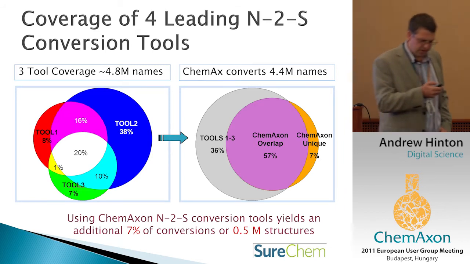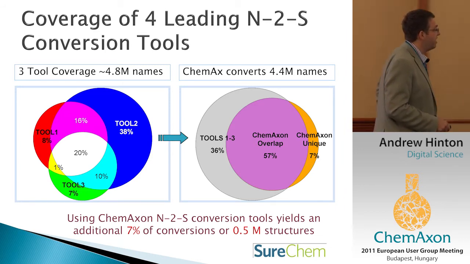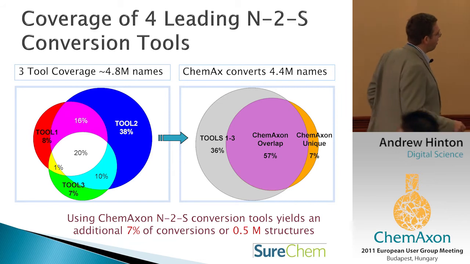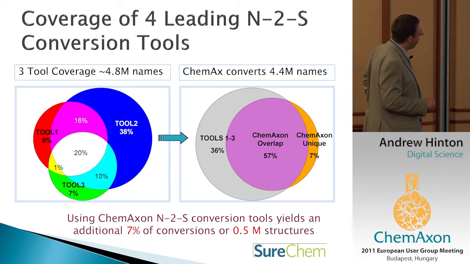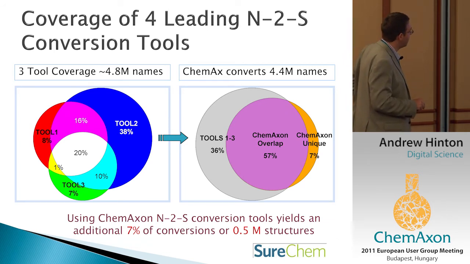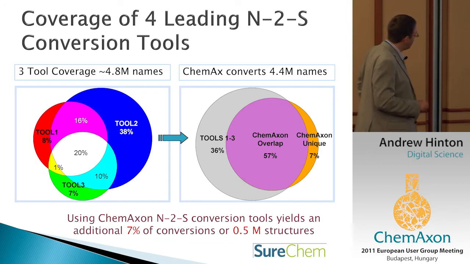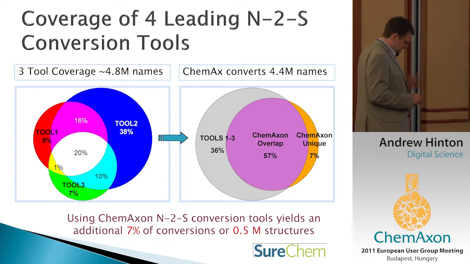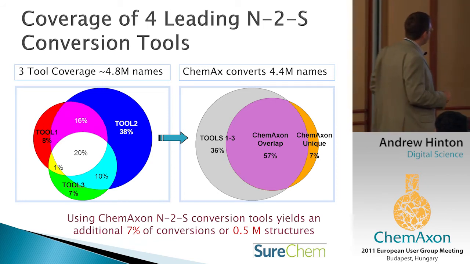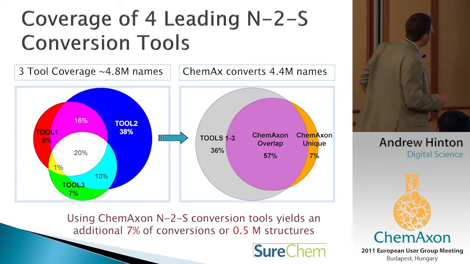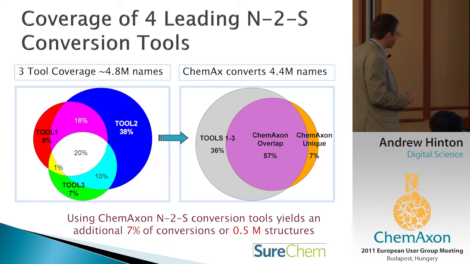Another way of looking at this is the Venn diagram. On the left-hand side, this is the overlap of the 3 tool coverage, and this represents about 5 million names. And we see that these different tools provide different features. Tool 2 provides us the breadth. It provides quite a significant amount of coverage.